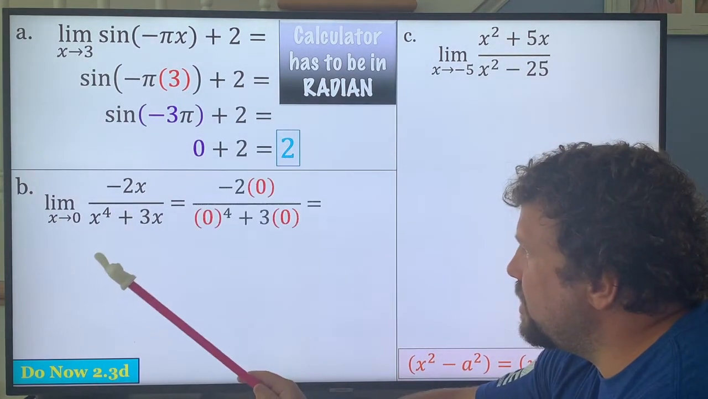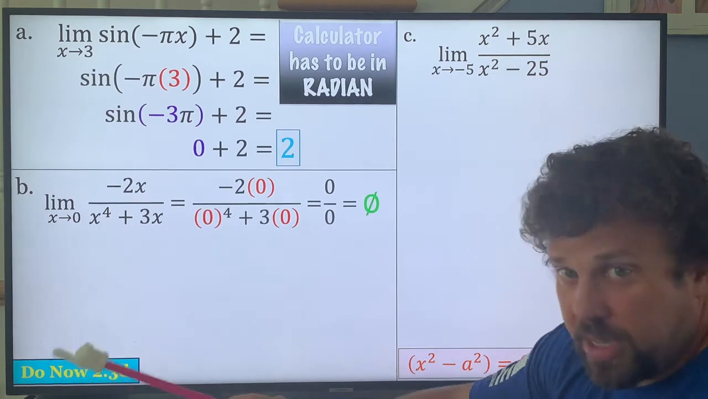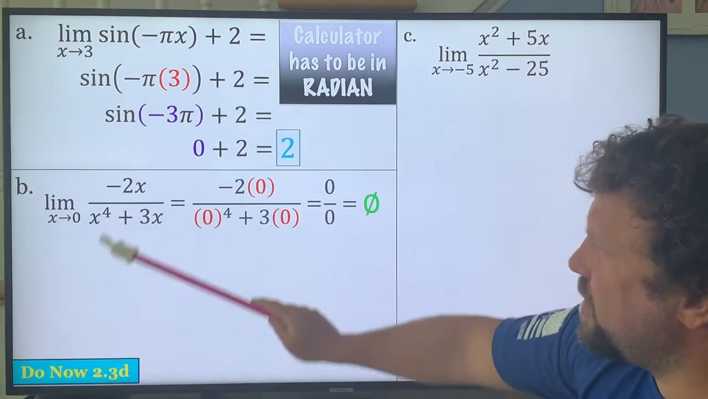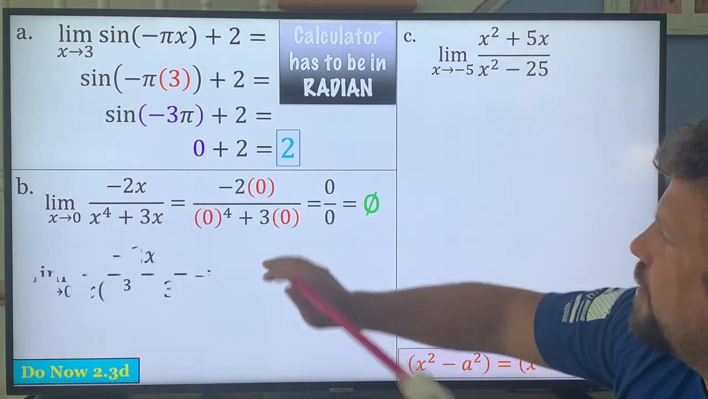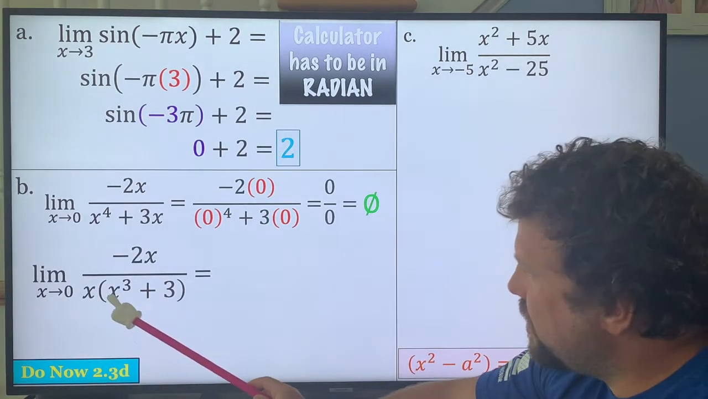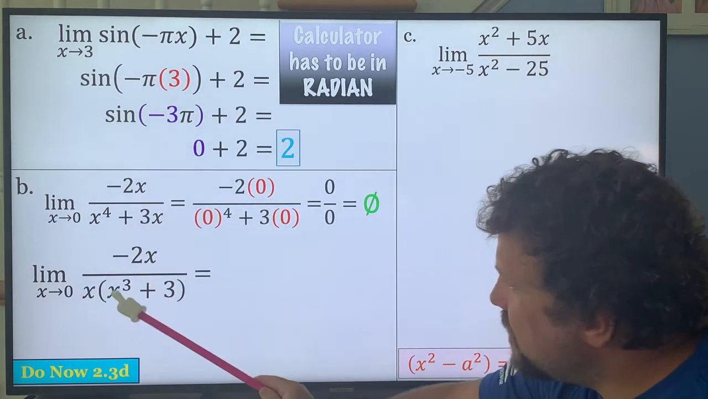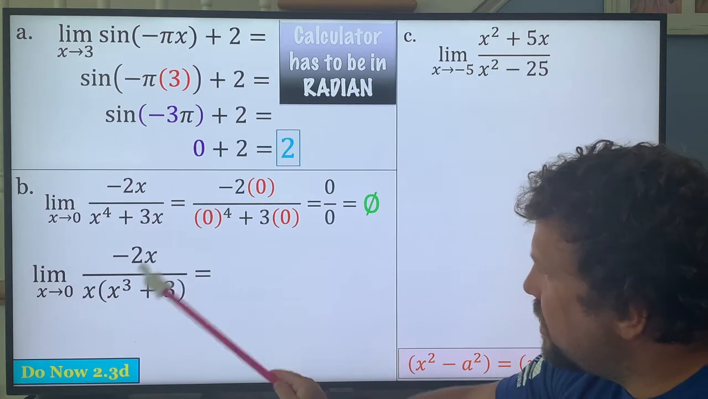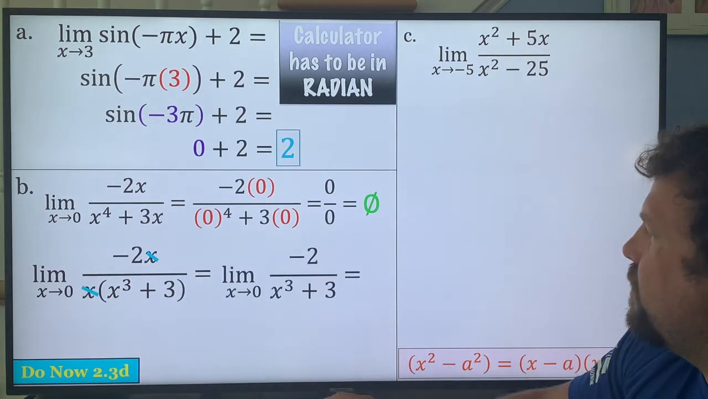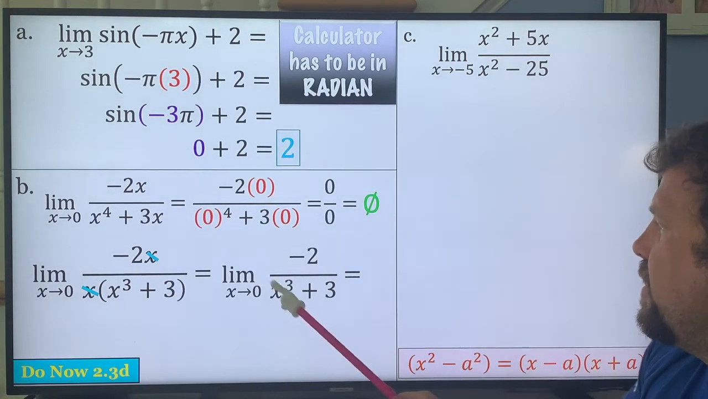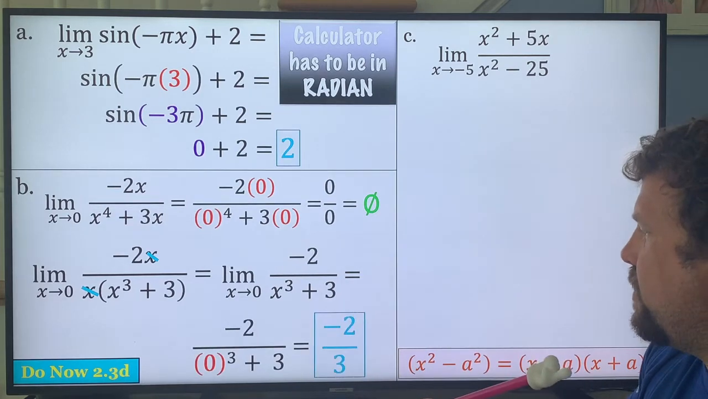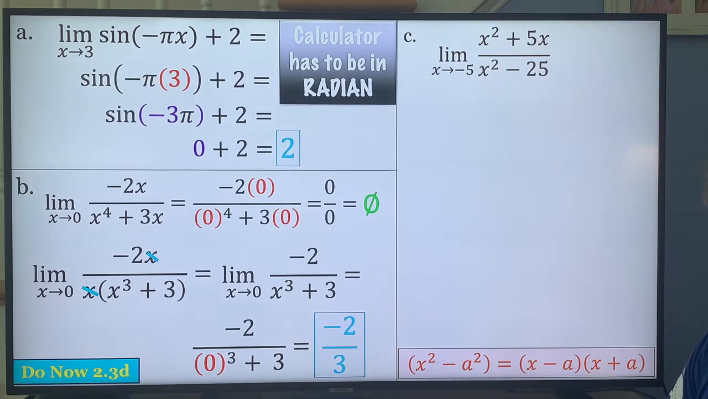All right, B. If I type 0 in here, undefined. Answer's not "does not exist." What can I take out of the bottom and the top? I can take an x, right? X and x cubed plus 3. Cancel out those x's. Negative 2 over x cubed plus 3. Now I type in my 0. Negative 2 over 3. Right?